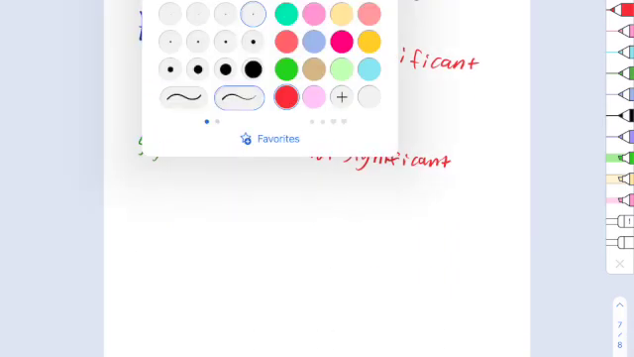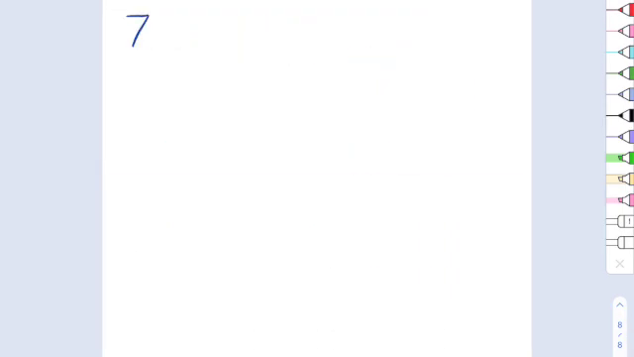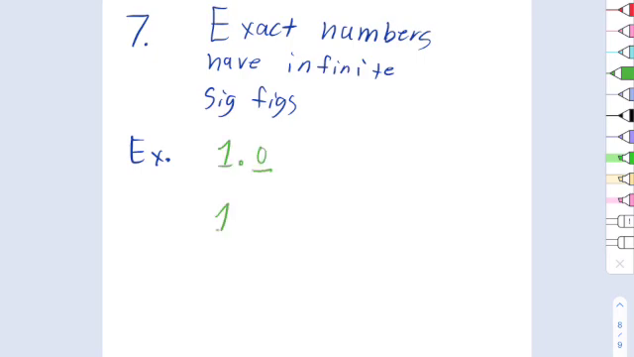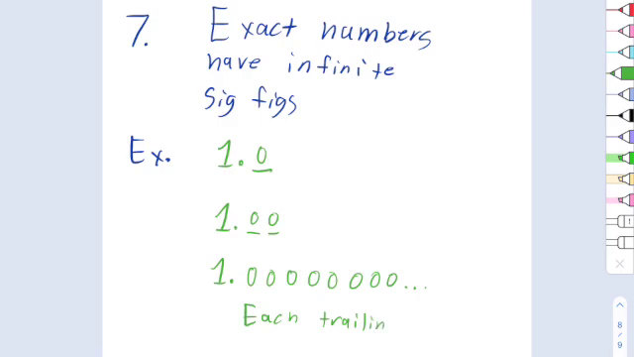Finally, number 7, exact numbers have infinite sig figs. When the question gives you that these are exact numbers, we know that they have infinite sig figs because 1.0 would also equal 1.00, which would also equal 1.00000. And because we know that each trailing 0 is significant, exact numbers can have infinitely many significant figures.